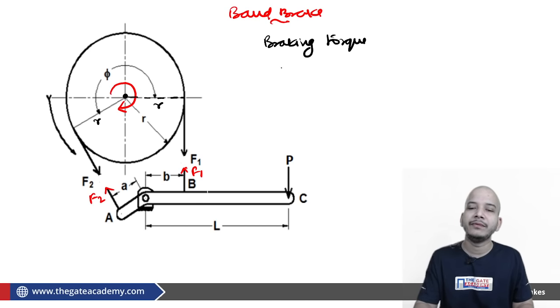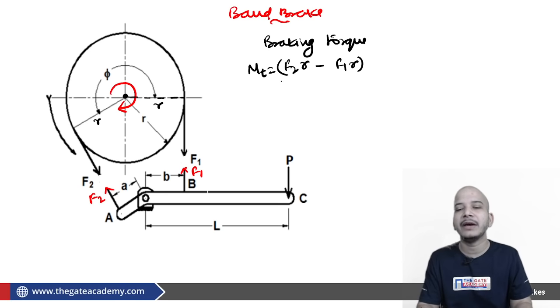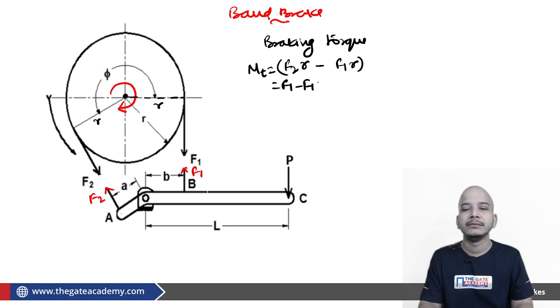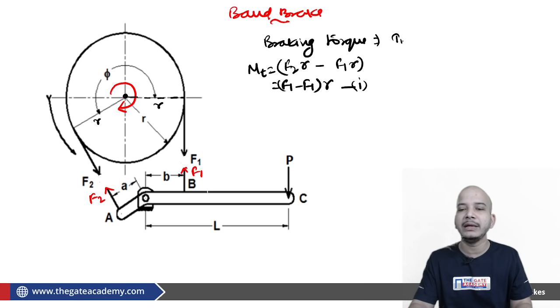So from F2 we are getting F2 into R, from F1 we are getting F1 into R. F2 into R anti-clockwise, F1 into R clockwise. So basically, in order to get net anti-clockwise torque, MT must be equal to F2 into R minus F1 into R, or (F2 minus F1) into R. Fine. So braking torque basically is equal to (T maximum minus T minimum) into R. In this particular case, it will be equal to (F2 minus F1) into R.